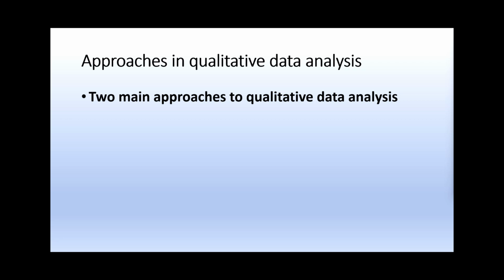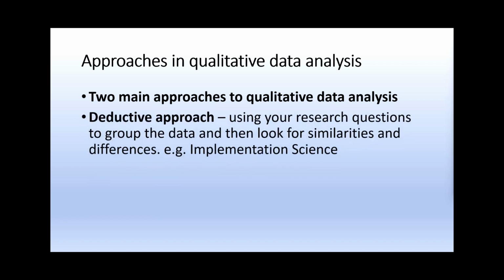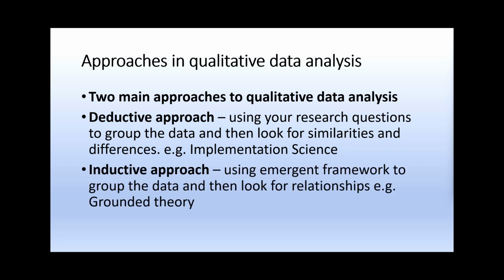The approaches, there are two main approaches of qualitative data analysis. We have the deductive. In deductive, you already have your research question and you have your themes, and now you are going to map your themes to what you see in the text or in the verbatim. And we have the inductive. This is the commonest approach. We use the emergent framework to a group of data and look for relationships. That's a grounded theory. So you have your data, you collected data, your transcripts, you read the transcripts and you try to make sense out of the transcript without prior knowledge.